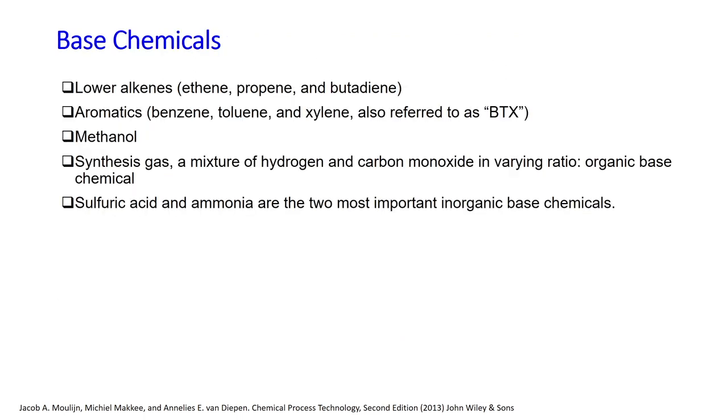Base chemicals, again I want to recollect: lower alkenes, aromatics, methanol. Lower alkenes are ethene, propene, butadiene; aromatics like benzene, toluene, xylene; then syngas, sulfuric acid and ammonia. To summarize, the base chemicals are lower alkenes, aromatics, methanol, syngas, sulfuric acid. From raw materials you manufacture base chemicals, from base chemicals intermediate chemicals, and from intermediate chemicals consumer chemicals. In what manner are they being produced worldwide?